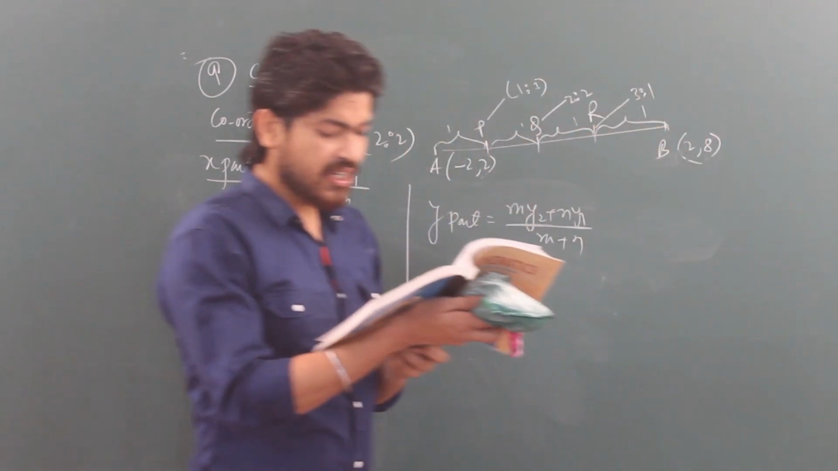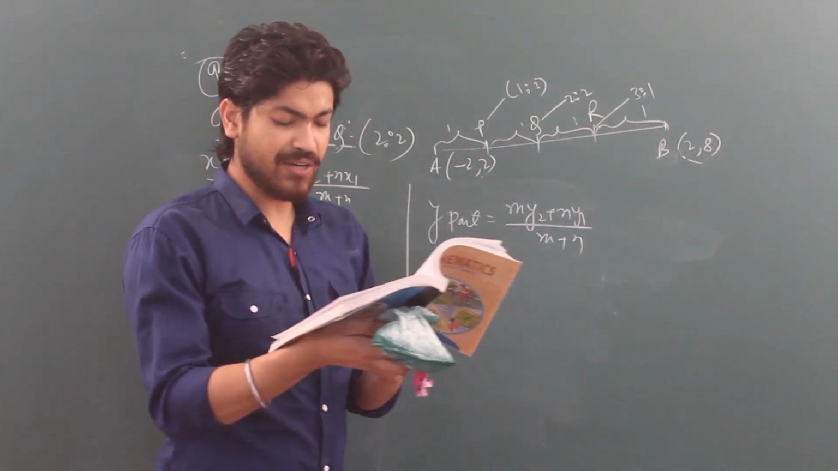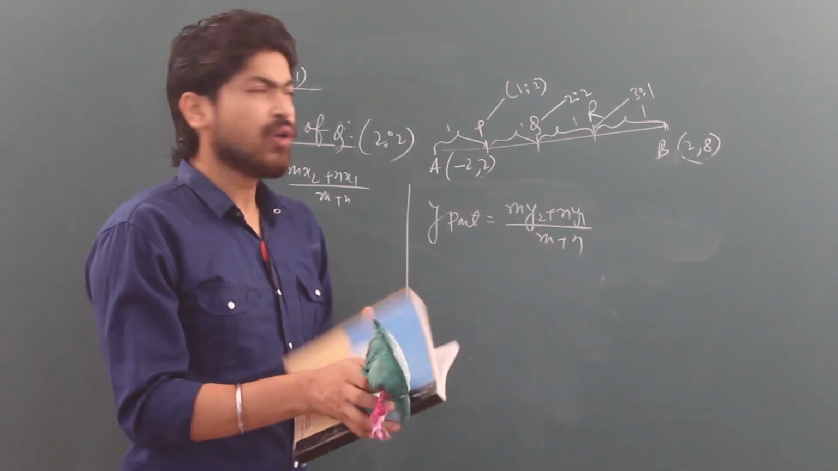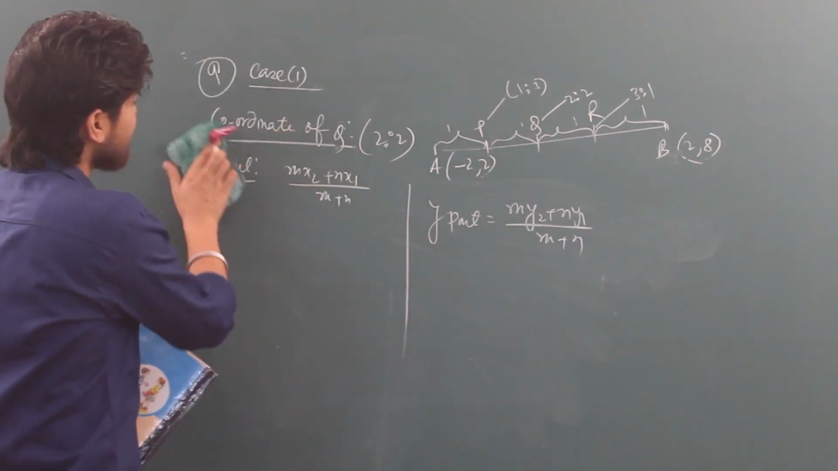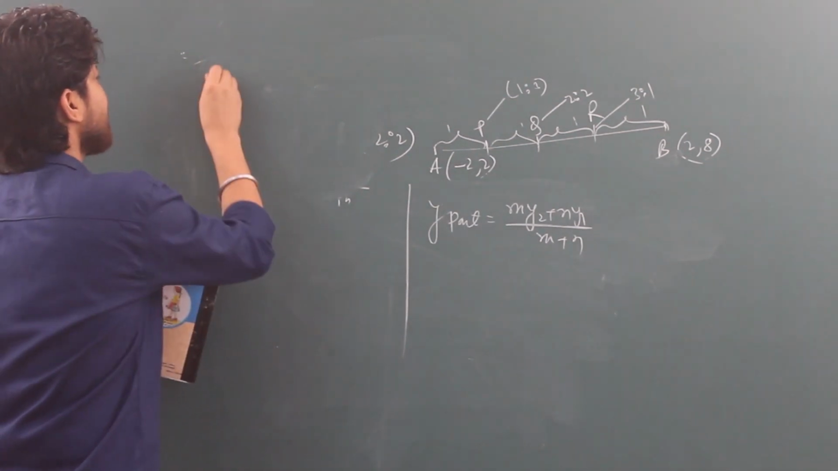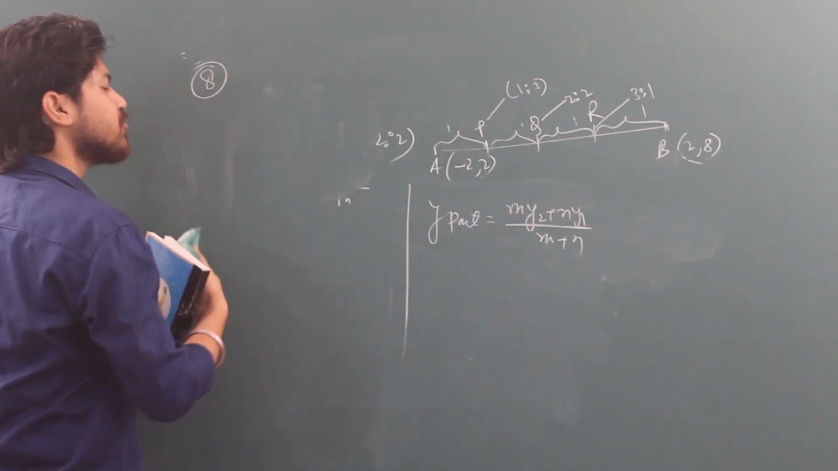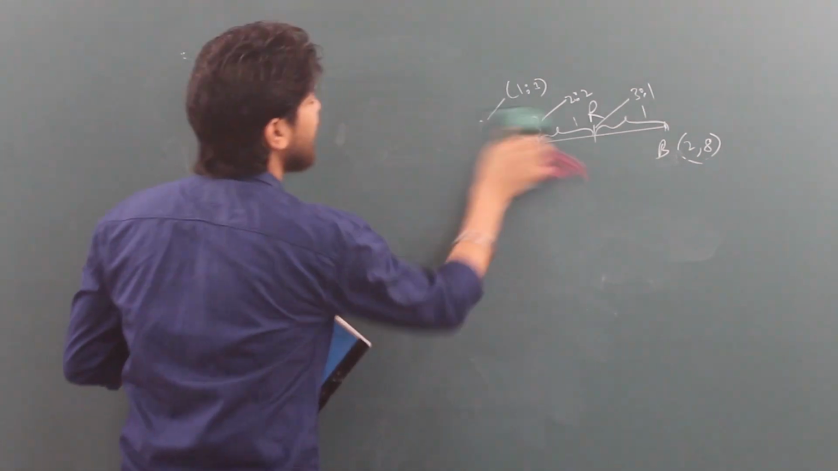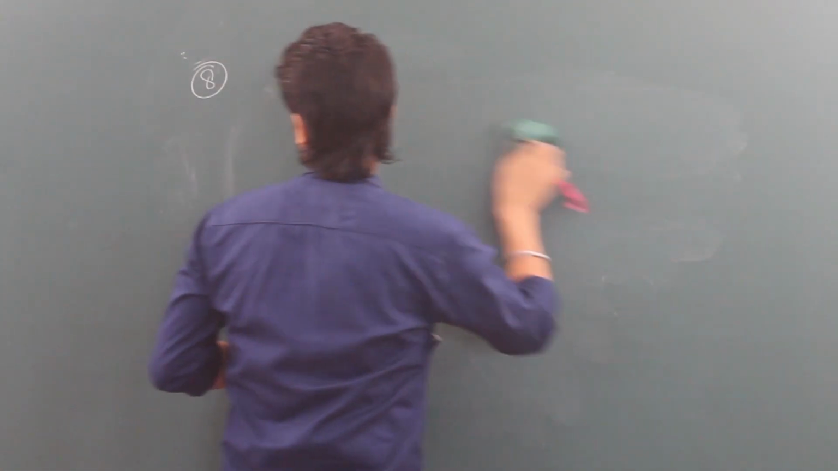Next, see question number 8. Question number 9 we have done. Question number 8 is easy, but the ratio is given indirectly. Indirect ratio means the direct ratio is not given. You have to find the ratio. Then the question becomes very easy. Let me tell you how.